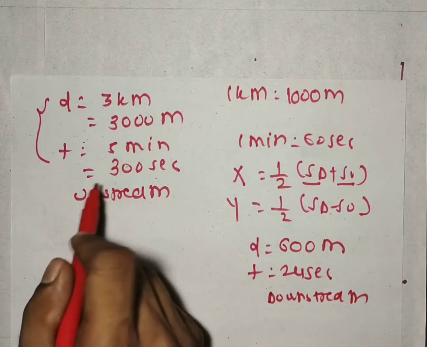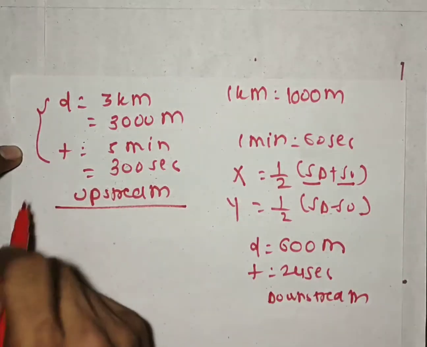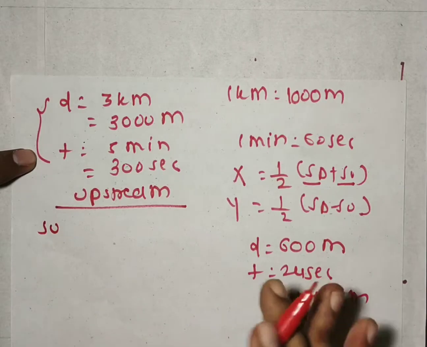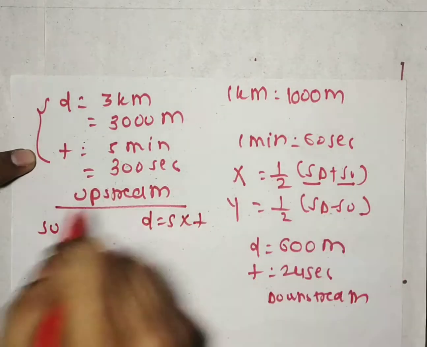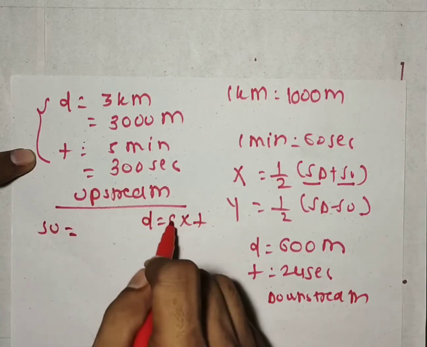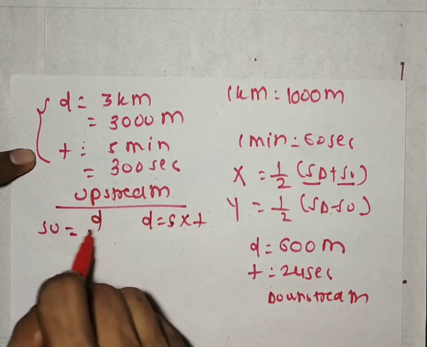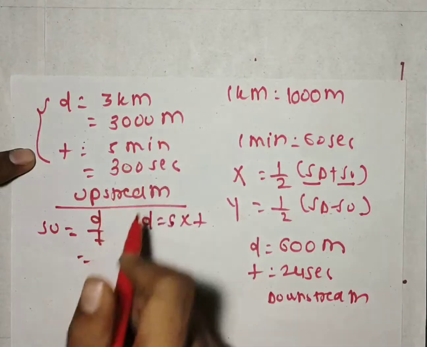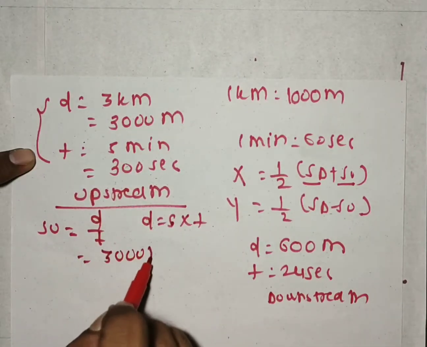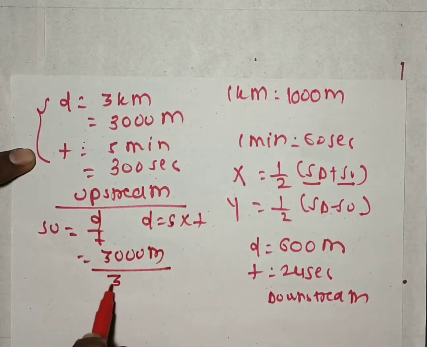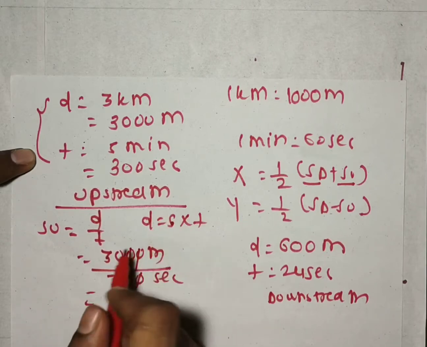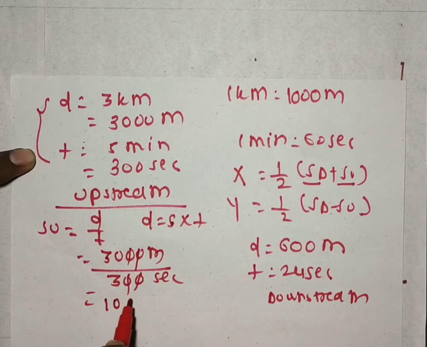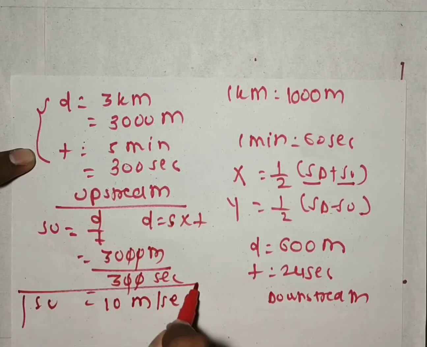Now let's see. Here the upstream case is here, so we have to calculate the upstream speed. We know that distance is equal to speed into time. Upstream speed is equal to distance upon time. Here distance is 3000 meter and time is 300 seconds. So the 0s get cancelled, 3 tens are 30, so 10 meter per second is the speed of the upstream. This is the upstream speed.